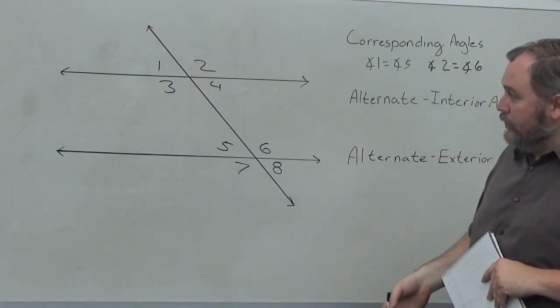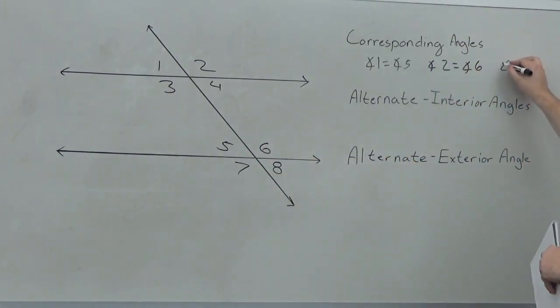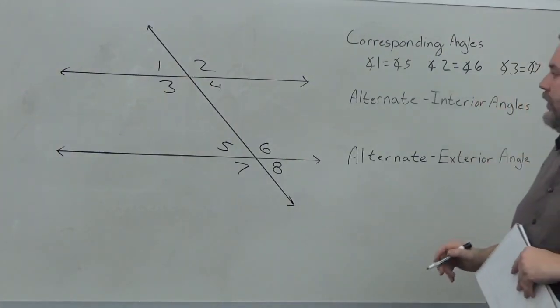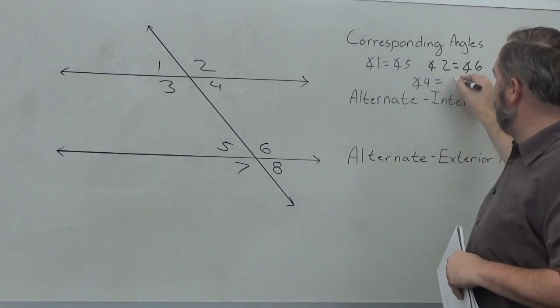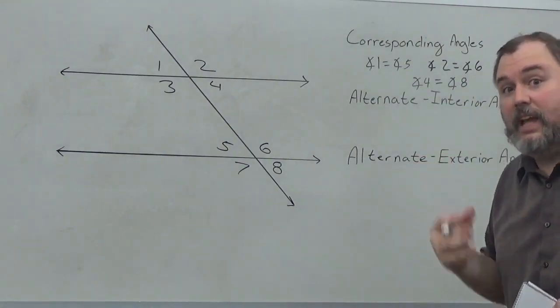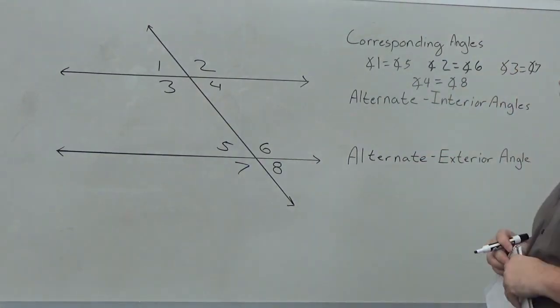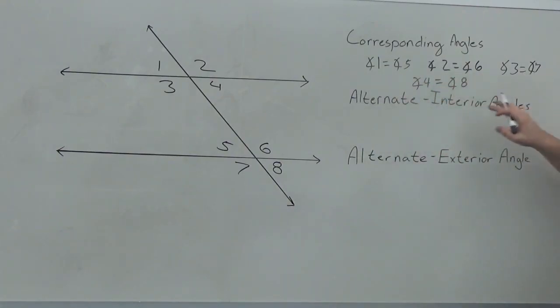By this pattern, you should be able to figure it out by now. Angle 3 is equal to angle 7. And then lastly, we can say angle 4 is equal to angle 8. Basically, that's your definition for corresponding angles. Angle 1 is angle 5, 2 is 6, 3 is 7, 4 is 8. Alright? Now, alternate interior angles.